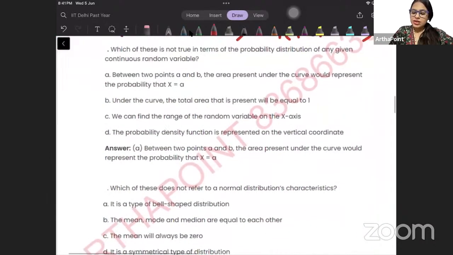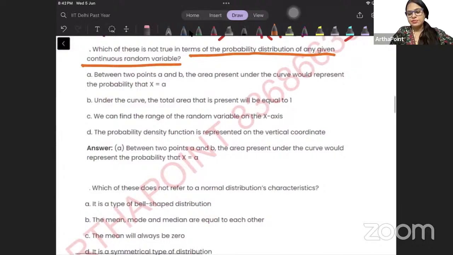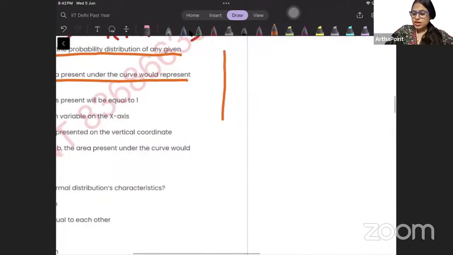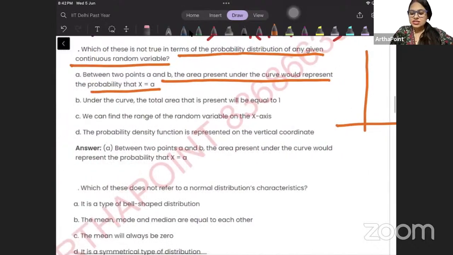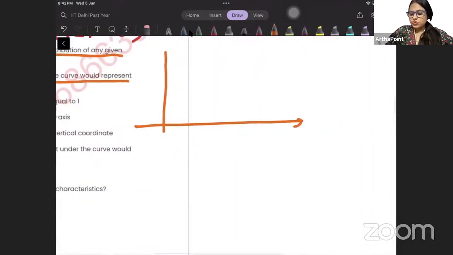The next question says which of these is not true in terms of probability distribution of any continuous random variable. So you're given that between 2 points A and B, the area under the curve would be represented by that of X is equal to A. Try to understand this. It says that you have a continuous random variable. Suppose I take any continuous random variable, suppose this is my probability density function. I can also take a uniform probability density function and it can be represented by this. It has to be continuous in nature.